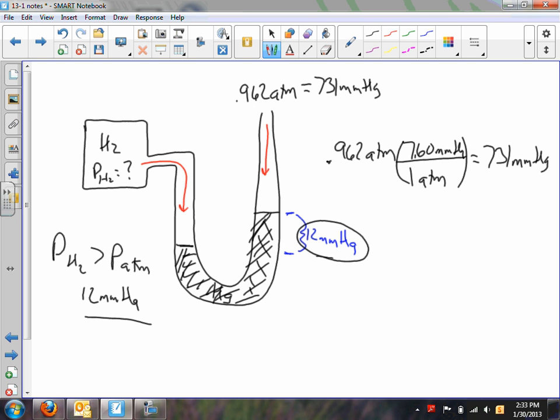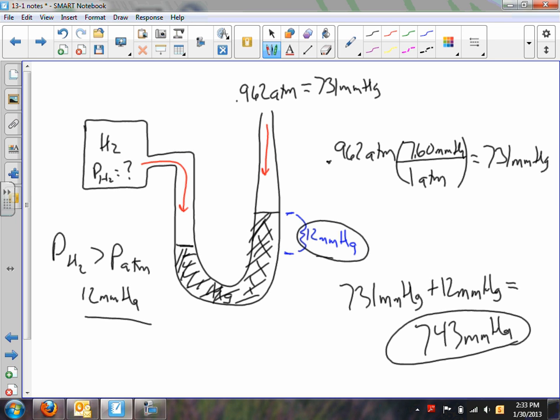I now can take my 731 millimeters, and since we said the pressure was larger than the air pressure by 12 millimeters, all I have to do is add those together, and we get 743 millimeters of mercury as the pressure of the hydrogen. So the pressure in the container would be 743 millimeters of mercury.